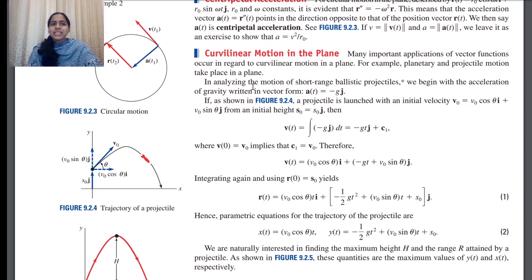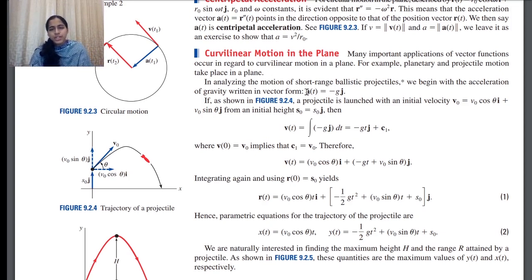Curvilinear, the word meaning is motion in the form of a curve. So we can see that many motions like planetary motion and projectile motion are different types of curvilinear motion, and most of the applications of vector functions take place in such motion. In this portion, we are going to analyze the application of the vector function in projectile motion. For this, we are given the acceleration due to gravity.